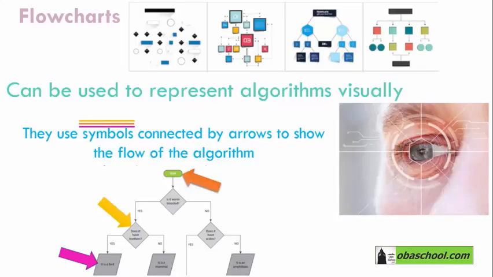So, this image is a flowchart and it has symbols. The orange, yellow, and purple arrows are pointing at the symbols. These symbols are connected by arrows. Why are they connected by arrows? To show the flow of the algorithm and to see where it starts and ends.